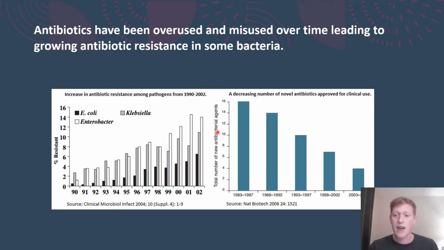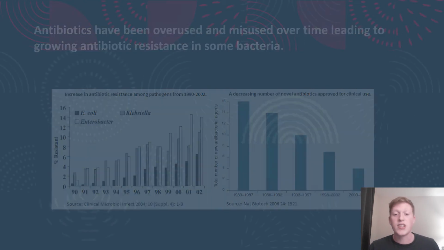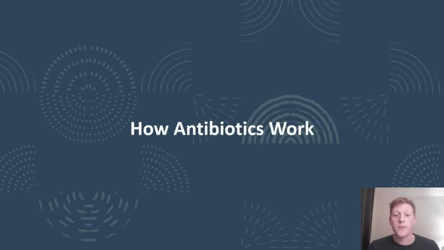And so this graph describes E. coli, Klebsiella, and Enterobacter, how their antibiotic resistance has gone up over time, but the number of antibiotics to help counteract this antibiotic resistance has been going down. So I'd like to explain how these antibiotics work.